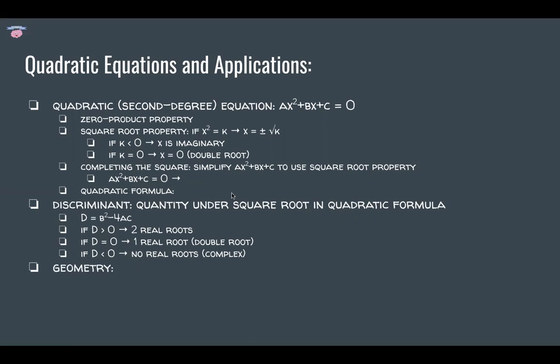An application of quadratic equations is geometry, an important one, the Pythagorean theorem. So in a right triangle, a squared plus b squared is equal to c squared. That's the Pythagorean theorem.